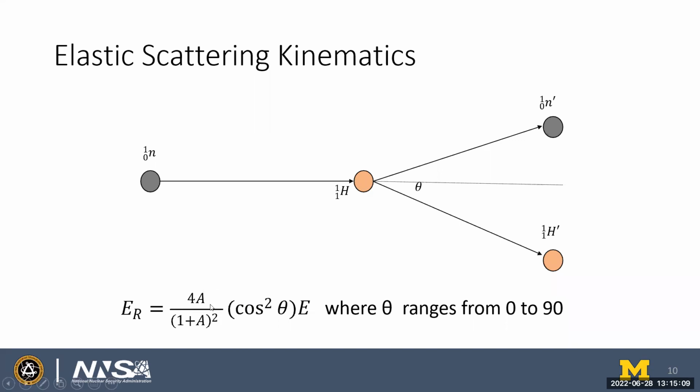For hydrogen, this A here in our recoil equation is just 1. The A represents the neutron number, which is that top number on our helium atom. So it would just be 1 to 1, this ratio with the cosine squared factor. And theta can range from 0 to 90, and that's the separation from the center axis of our recoil nucleus.